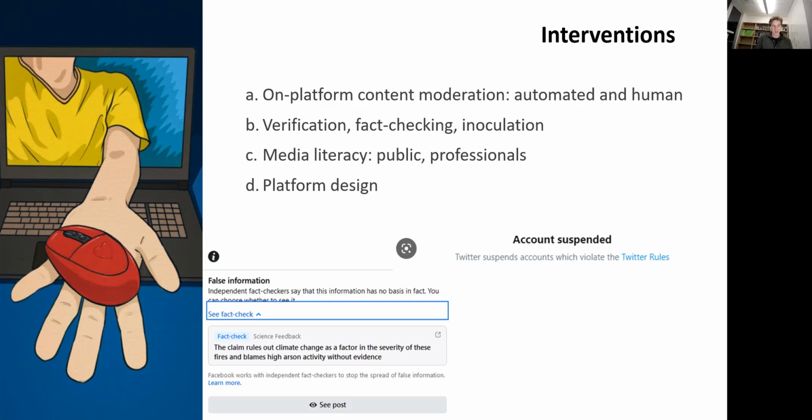The second type of intervention is to do with content. So on the one hand, we've got verification processes, which tends to be, before information is published, verifying that it's true.